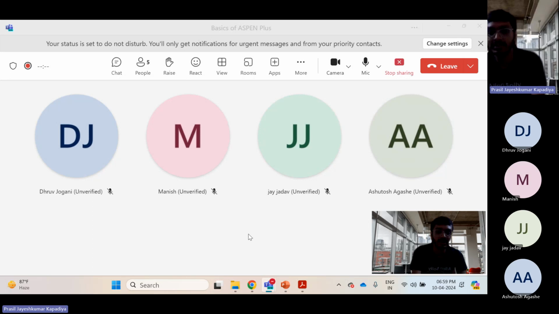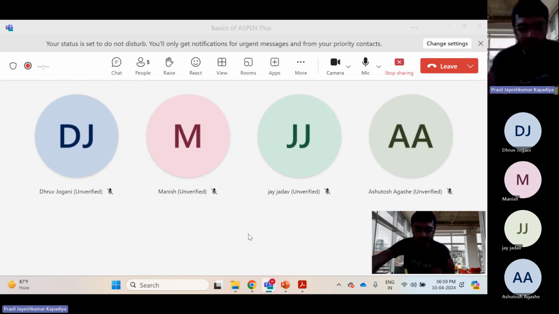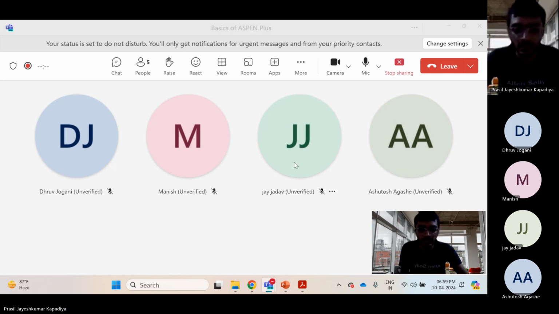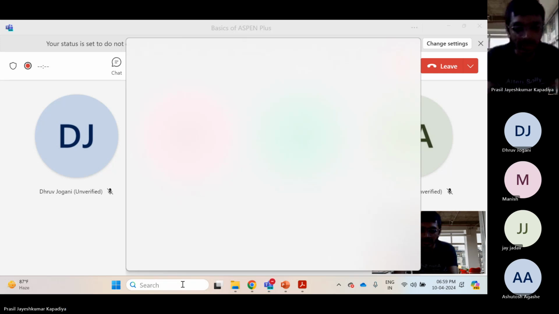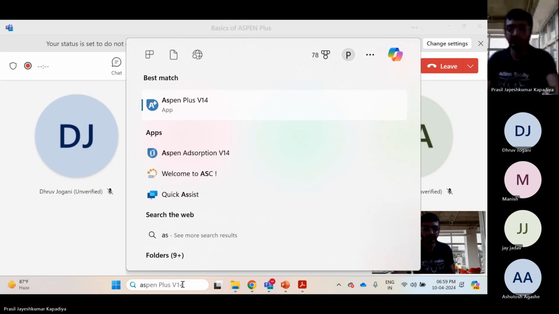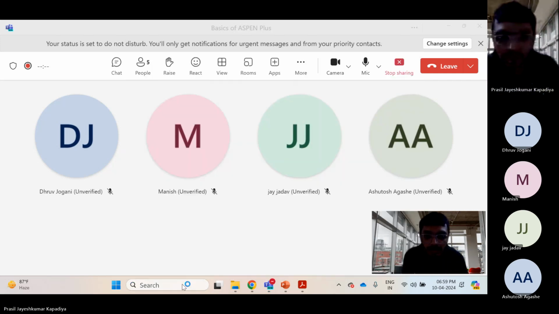Okay, let's go to the simulation part. I will show you. We will not be adding reaction. We are using our Gibbs. So okay. Do you want to solve it or should I show you how to do it? Okay, I'll show you. Aspen. This is a good problem.